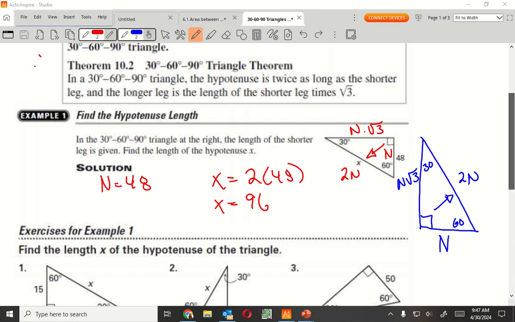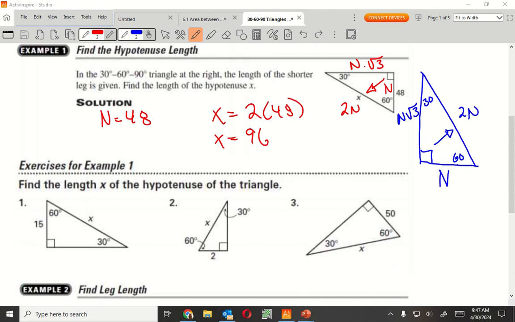So, let's try these out then. Let's see if you guys got this. Is it 98 or 96? 96. What's 48? 48 times 2 is 96. All right, you guys are doing 1, 2, and 3.